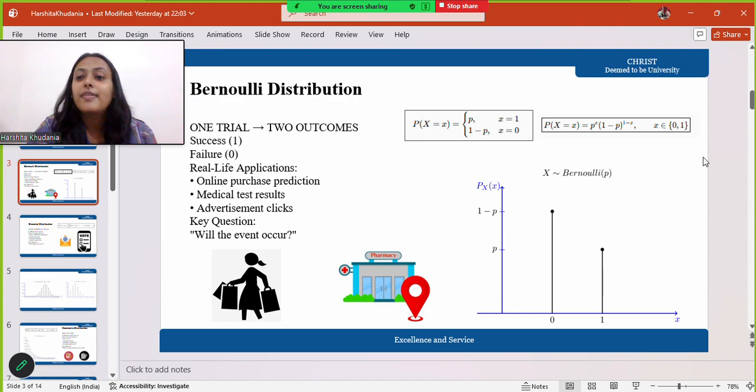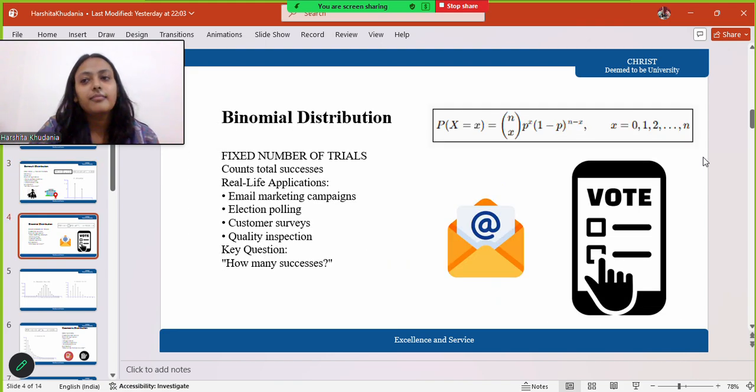The graph shows that as the probability of success P increases, success becomes more likely than failure. Binomial distribution. This distribution models the number of successes in a fixed number of independent trials. The random variable represents the total number of successful outcomes.